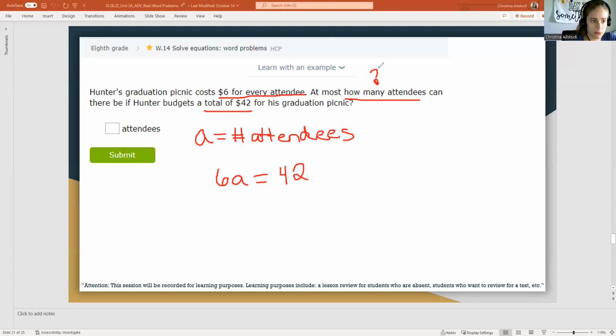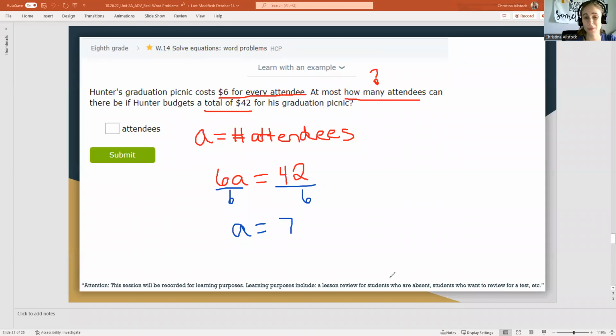Now we can solve. I'll change my color here for the solving. This is just a one-step equation. Cool. We'll divide both sides by 6. 6 divided by 6 is 1. A is equal to whatever 42 divided by 6 is. What do you guys get for that?